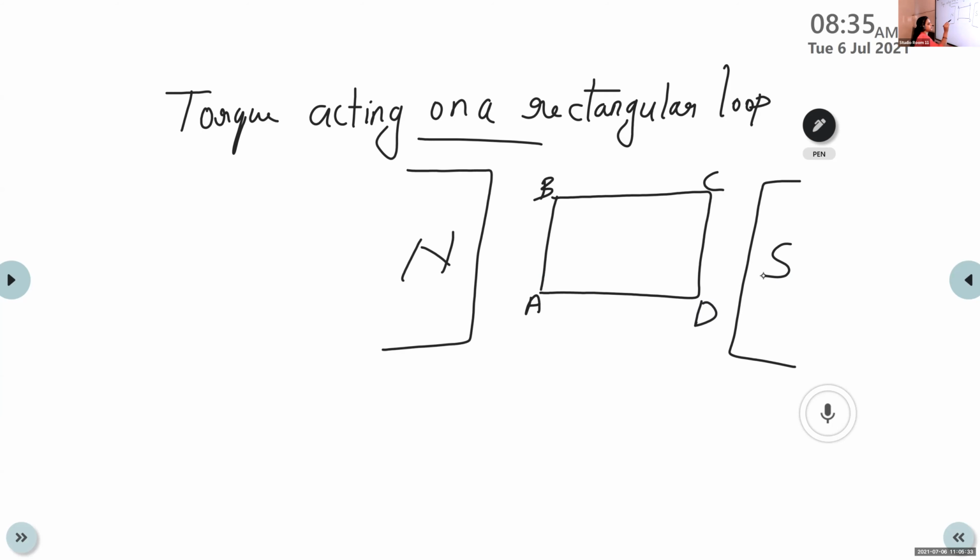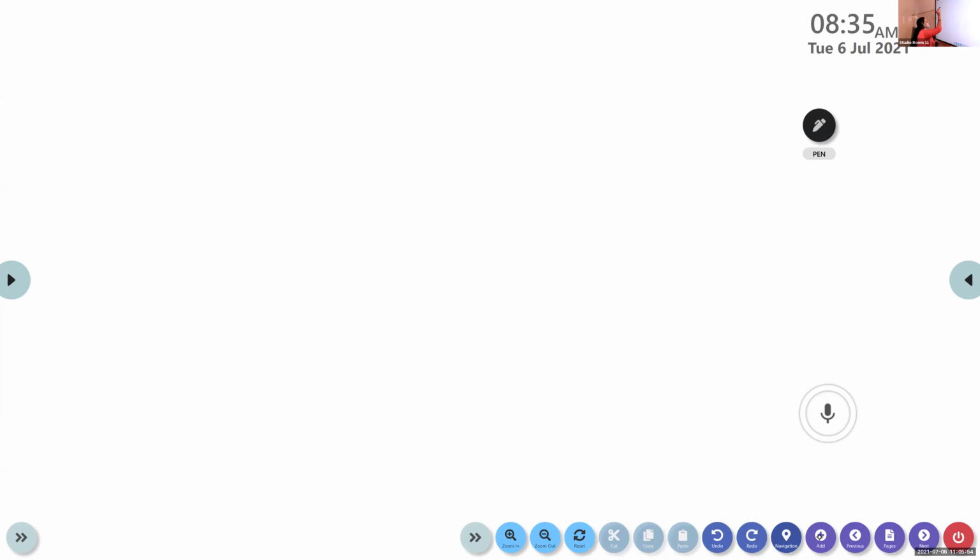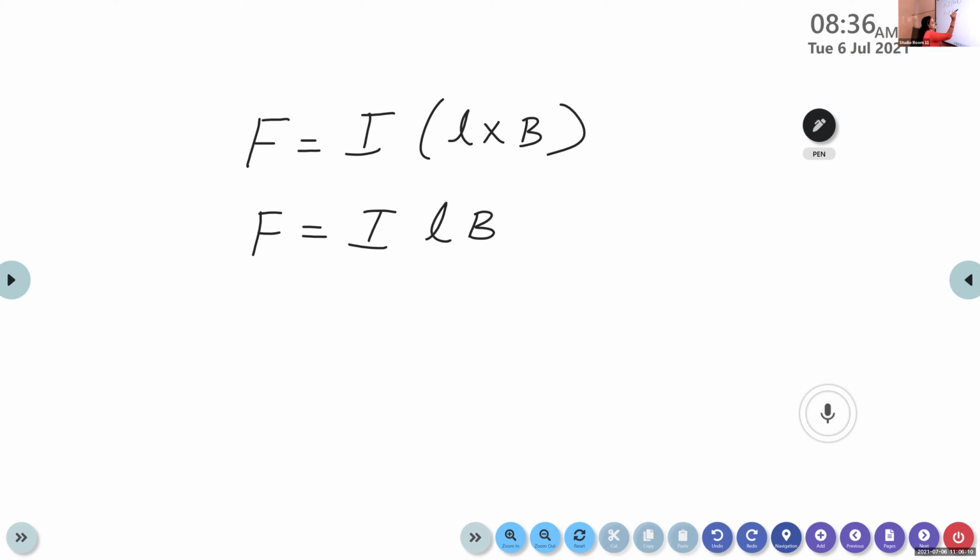Let I be the current flowing through this rectangular loop, which produces a magnetic field. Whenever the current I passes through this rectangular loop, it produces a magnetic field, and at the same time it experiences a force. The force acting on this rectangular loop is given by F is equal to I into L cross B, or we can write F is equal to ILB sine theta.